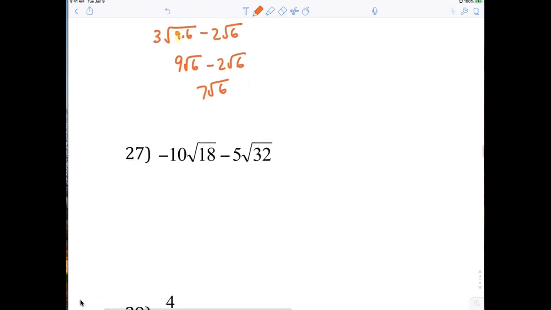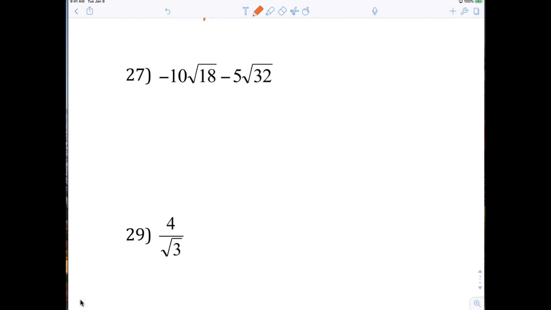All right, 27. What am I doing to 18? Not 6 and 3. 9 times 2. Now, how many times are we going to have to do 32? 32 is what? 16 and 2. Perfect. Not 8 and 4. 16 and 2. Square root of 9 is what?